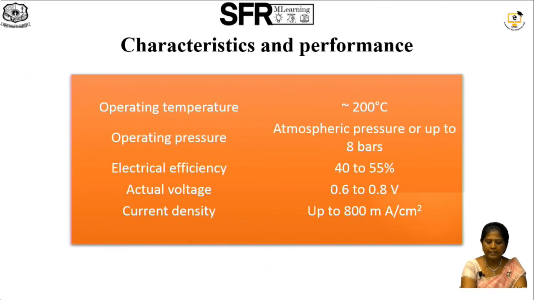And now let us see the characteristics and performance of the phosphoric acid fuel cell. The operating temperature of phosphoric acid fuel cell is 150 degrees Celsius to 200 degrees Celsius. At atmospheric pressure, it produces an ideal EMF of 1.23 volts at 25 degrees Celsius. Normally, the rated value of the voltage lies between 0.7 volts and 0.8 volts.